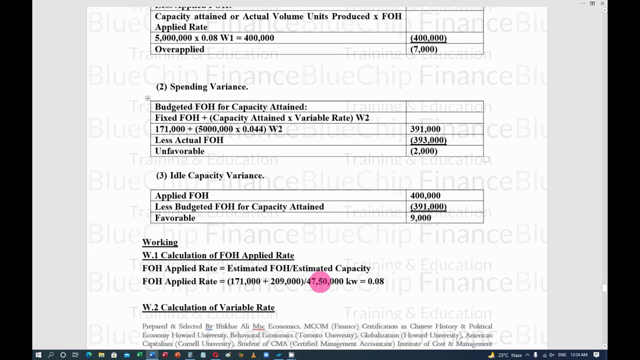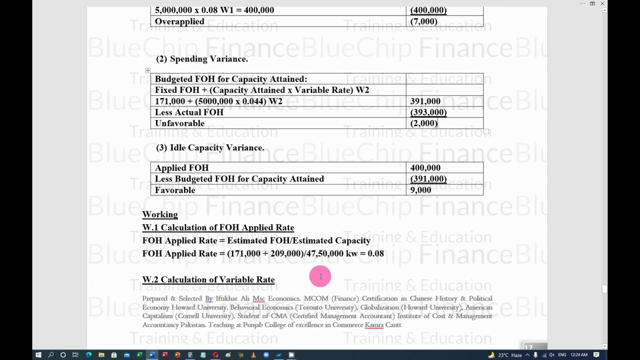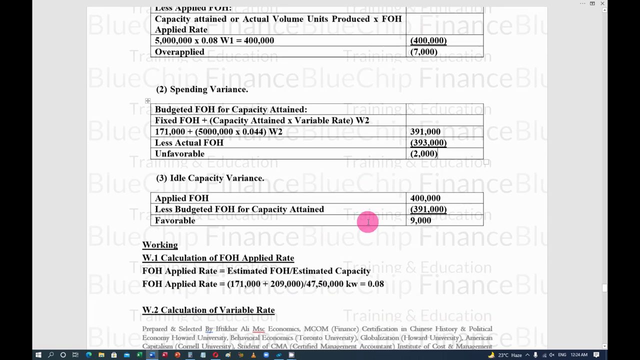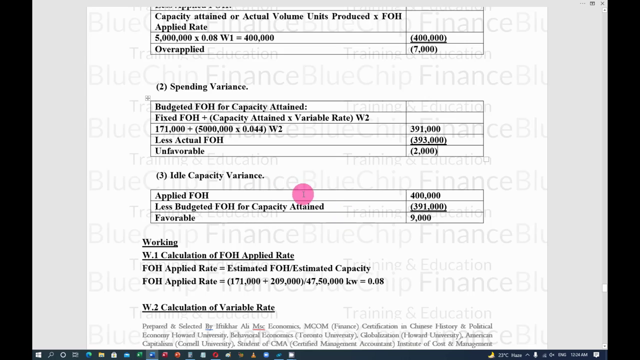And idle capacity variance is applied FOH. Applied FOH we already calculated, and that is 4 lakh, less budgeted FOH for capacity attained, which we already calculated, 391,000. Just subtract these two and the answer is positive 9,000, that is favorable.